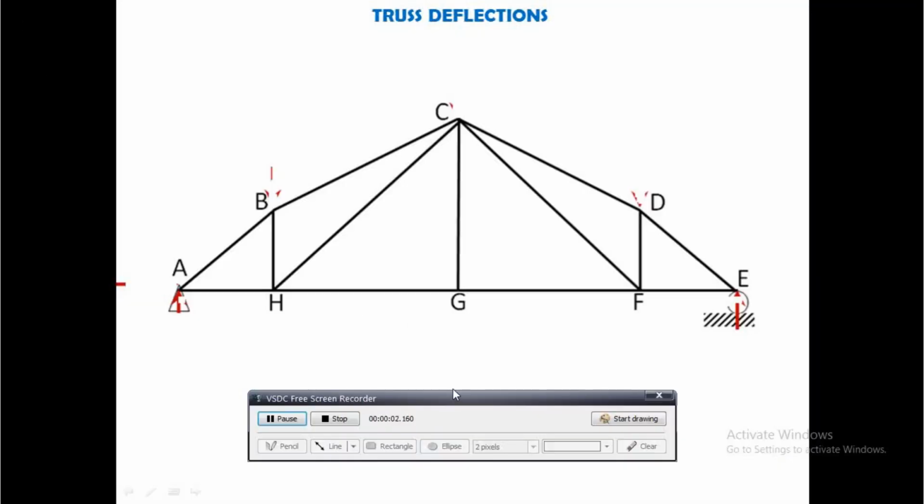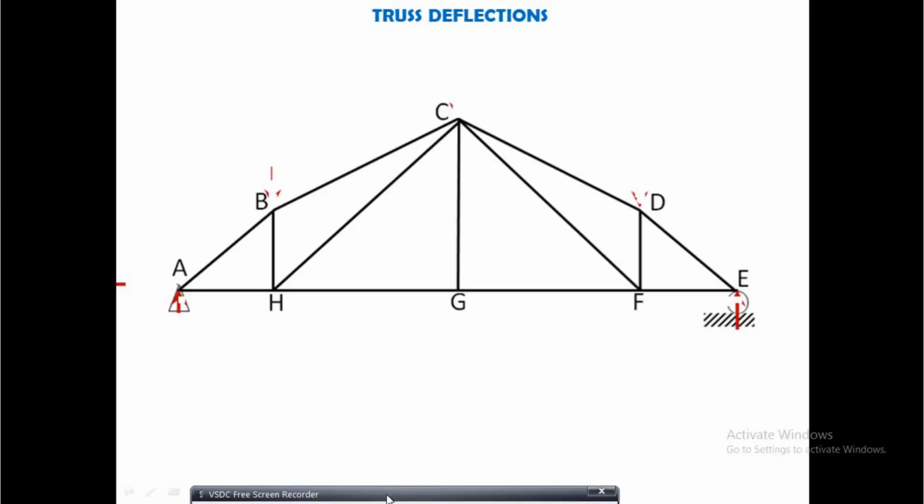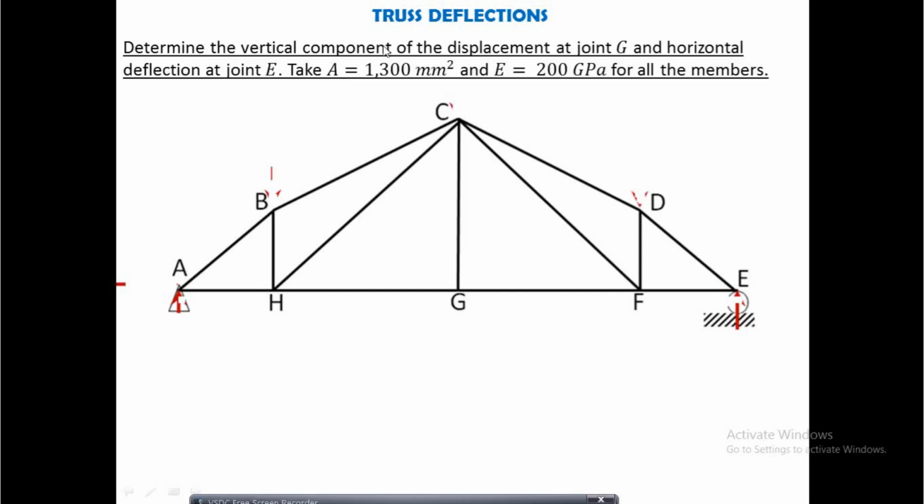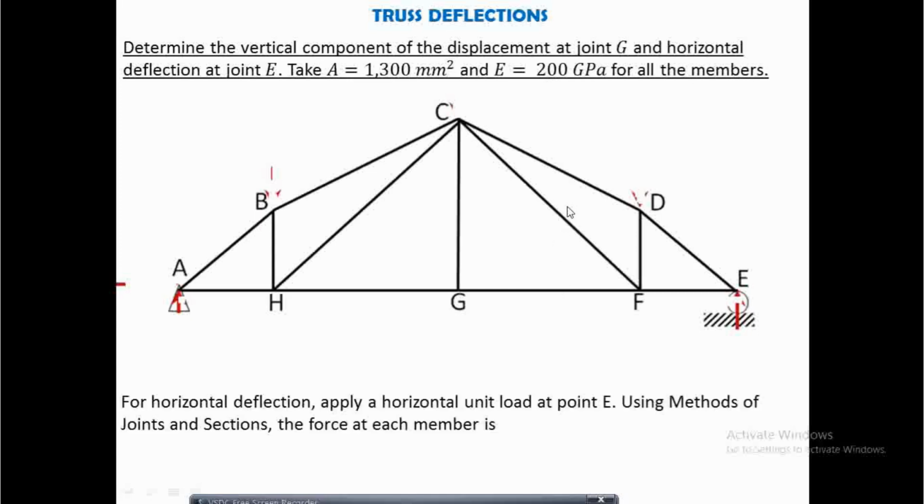So, nasolve na natin kanina yung vertical component of the displacement at joint G. This time, we're going to solve the horizontal deflection at joint A. So, di ba step 1 is you determine the bar forces using the external loads. Since alam na natin yun kasi nasolve na natin siya, proceed tayo sa step 2, apply a unit load.